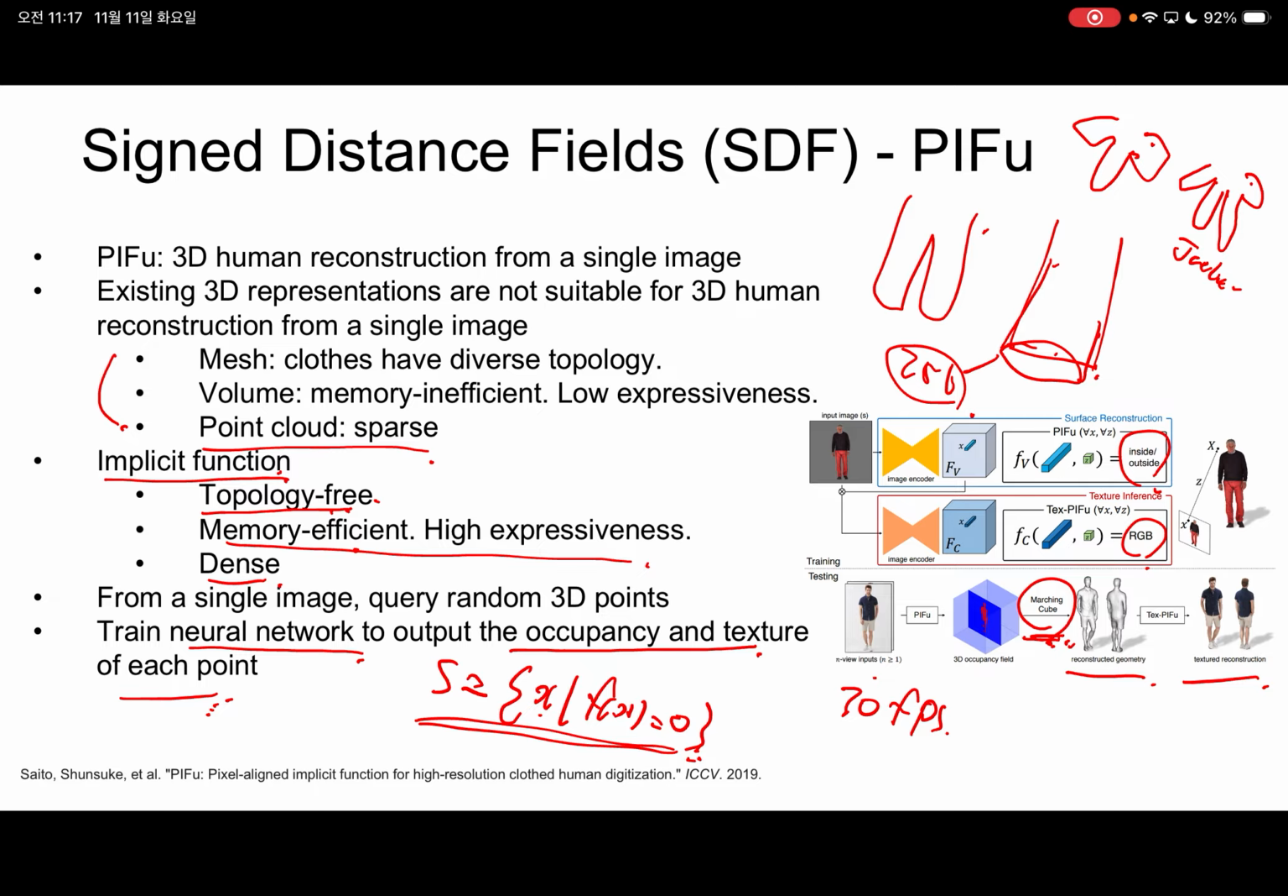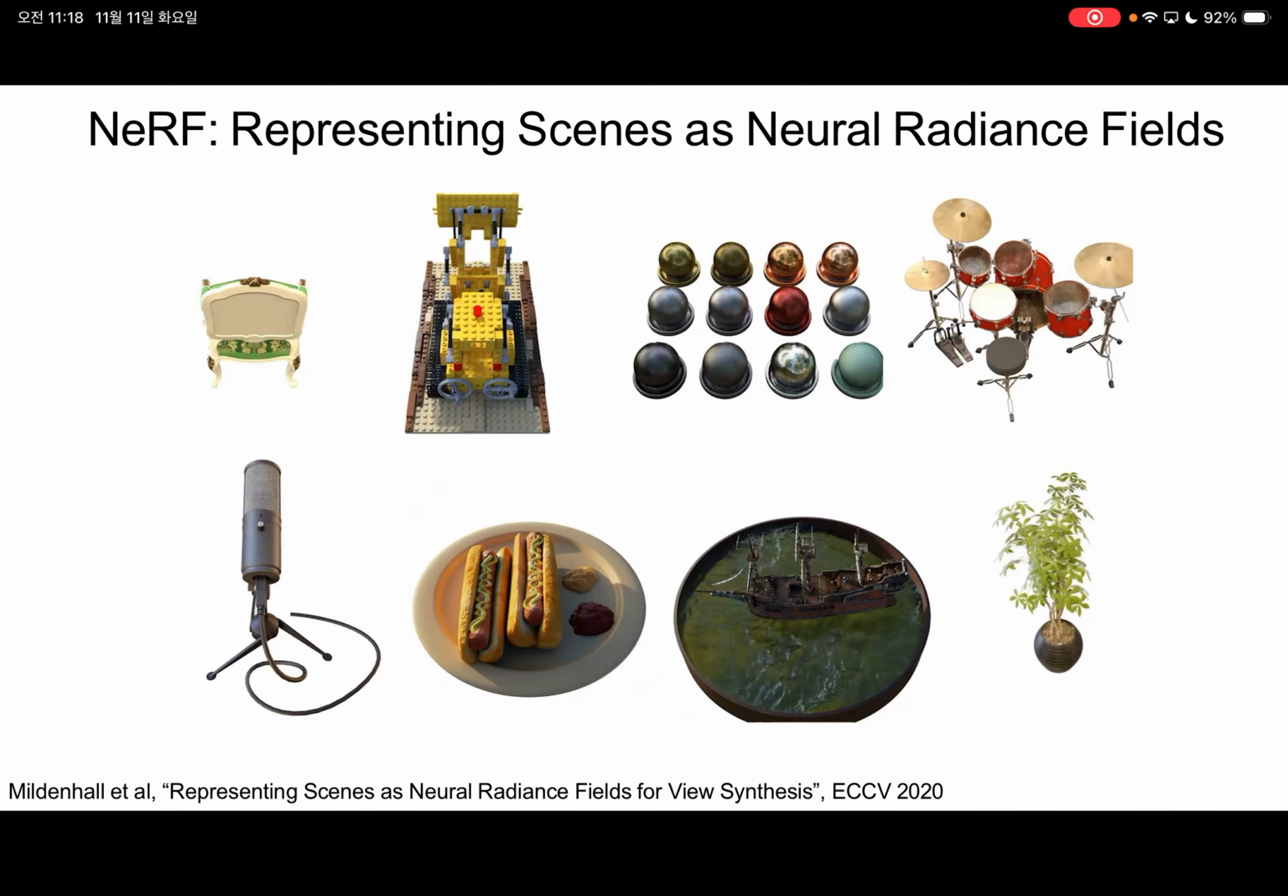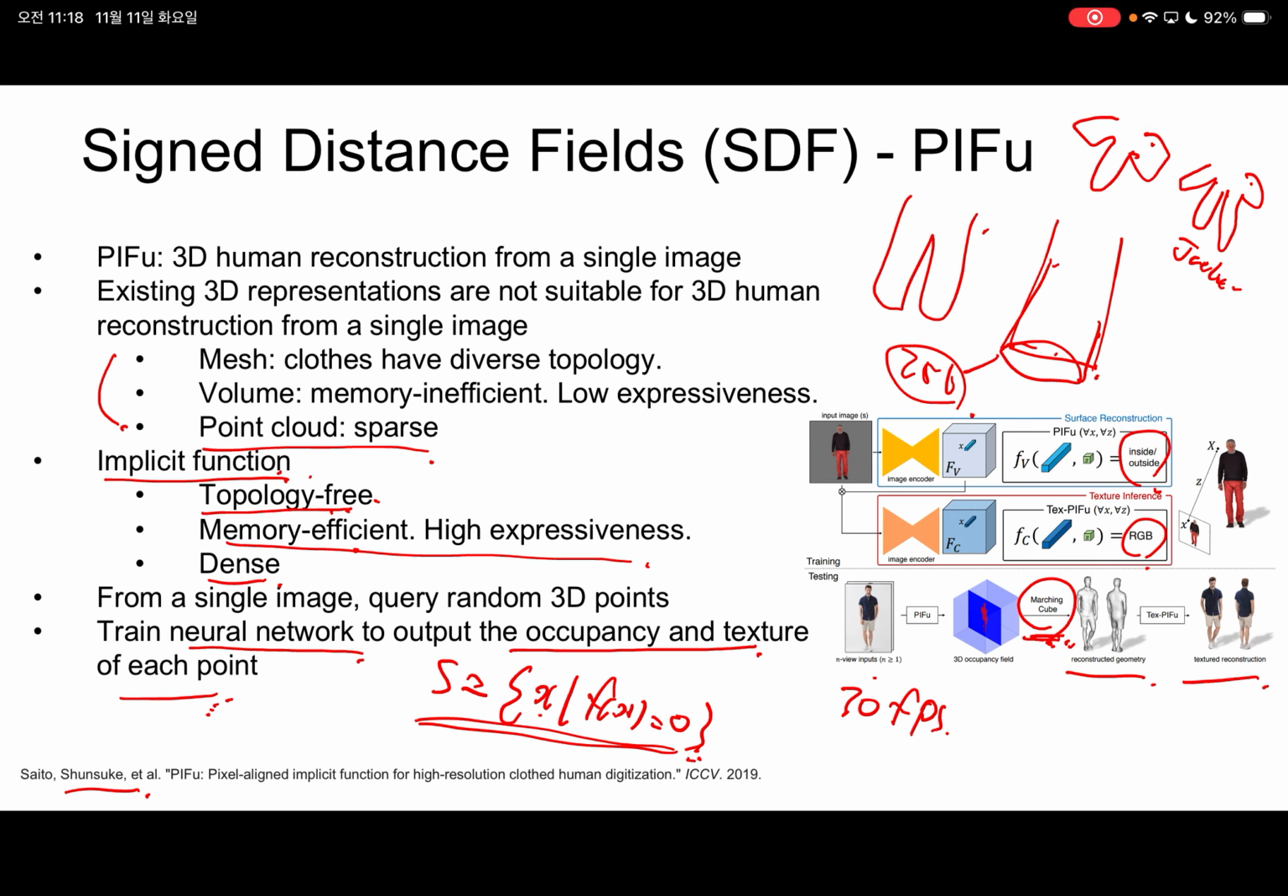I think this work is quite good. Actually, Shunsuke was my colleague when I was at Meta. He's very good. And this work is a very seminal work. So implicit function gives a new way to represent 3D human reconstruction. This one is also clear? Good.